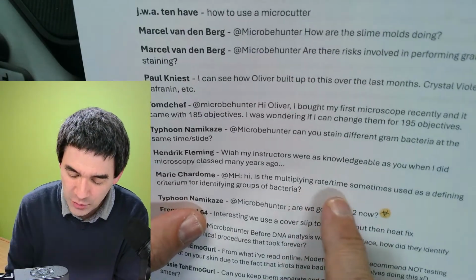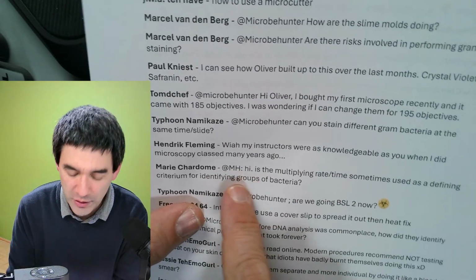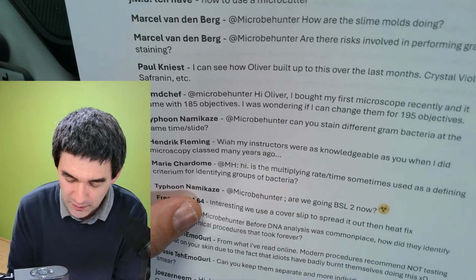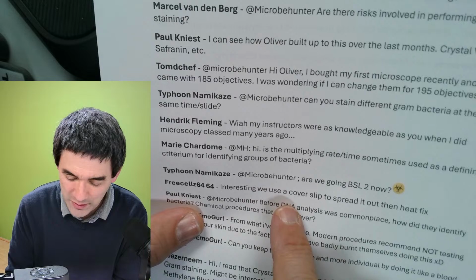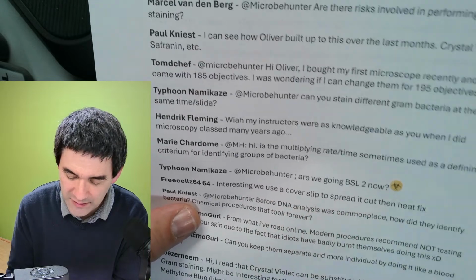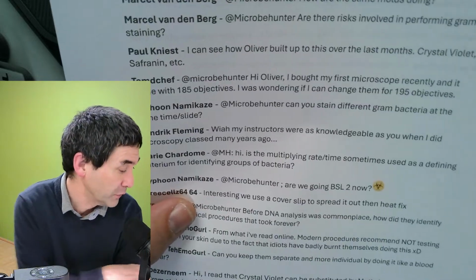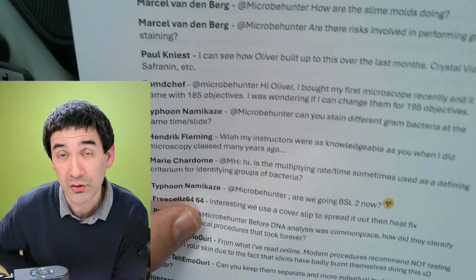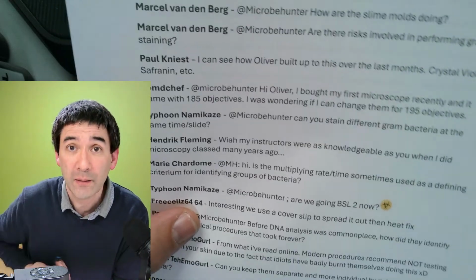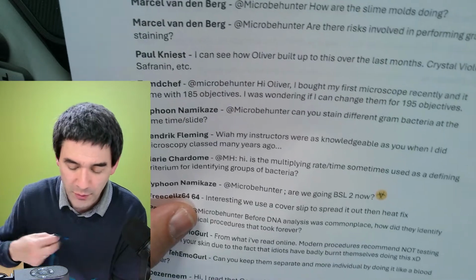Is multiplication time sometimes used as an identification criterion? Generally not. I talked about this as well. This is biosafety level 2. We use a cover slip to spread out and then heat fix. You can of course also use a cover glass. The way that I've learned it is to not use a cover slip and to directly put the oil on the heat fixed bacteria. Both seem to work.